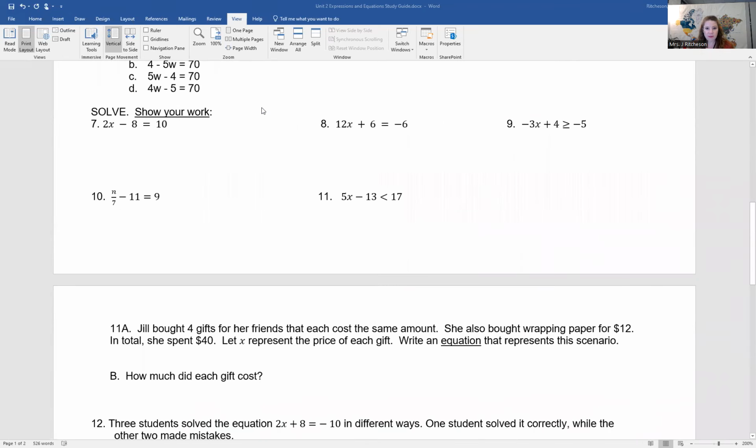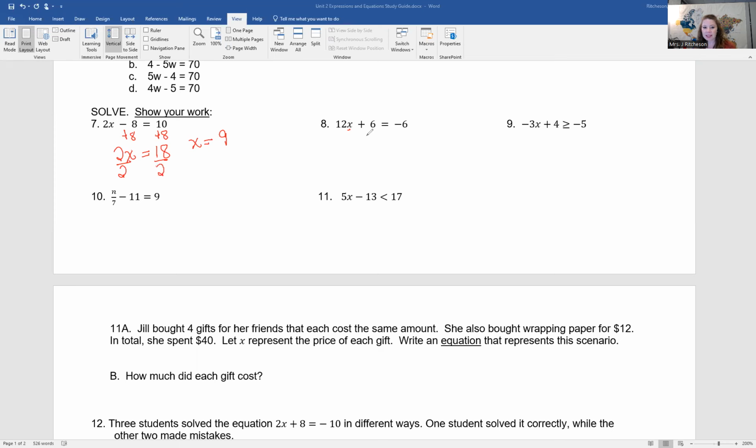All right, number 7, we're going to solve all of these equations and inequalities. So number 7, the opposite of plus 8, we're going to add 8 to both sides. So then we have 2x is equal to 18. And then to get 2 times x, the opposite of that is divided by 2. So x is equal to 9. And of course, if you throw it in there, check your answer, you will know that 9 is the right solution.